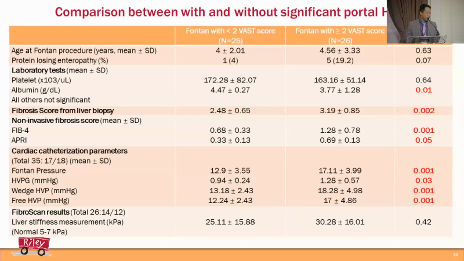We compare by the VAS score that I mentioned before, less than 2 or 2 or more, which means significant portal hypertension. You can see that albumin is significantly lower in those who have a high VAS score, as well as higher fibrosis score, FIB-4, APRI, Fontan pressure, wedge, and free hepatic venous pressure. And you can see the gradient is also significantly higher in those who have a high VAS score. Again, for fibrosis from liver stiffness, they look similar in both groups.